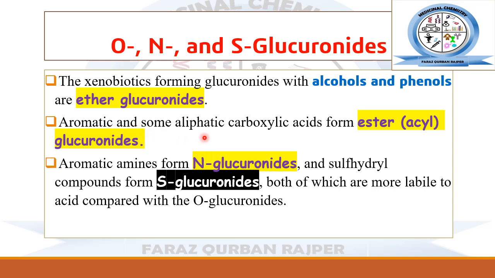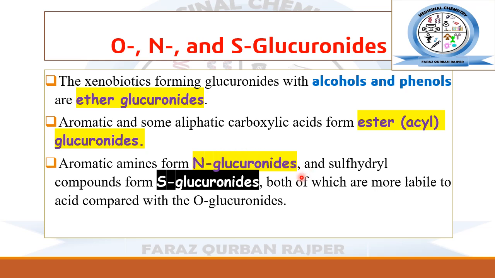The aromatic and some aliphatic carboxylic acids will form the ester glucuronide, also known as the acyl glucuronide. Aromatic amines will form the N-glucuronide, because in aromatic amines the amine NH will react with the glucuronic acid and form the N-glucuronide.